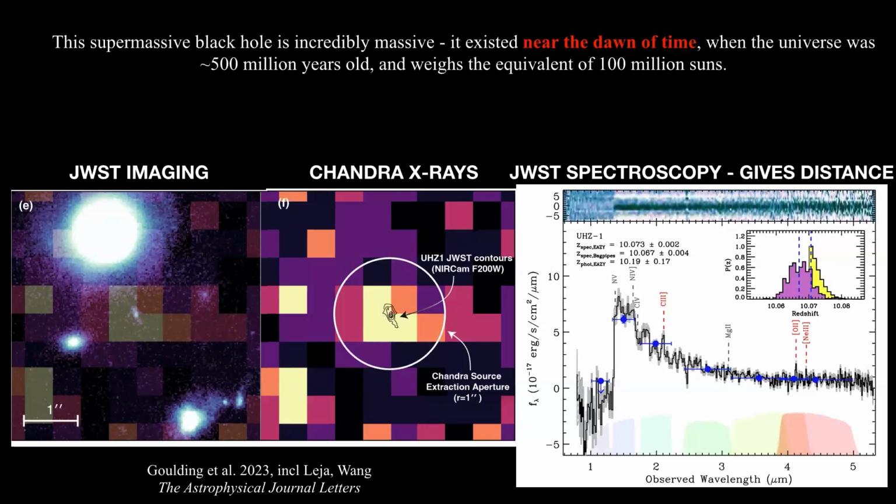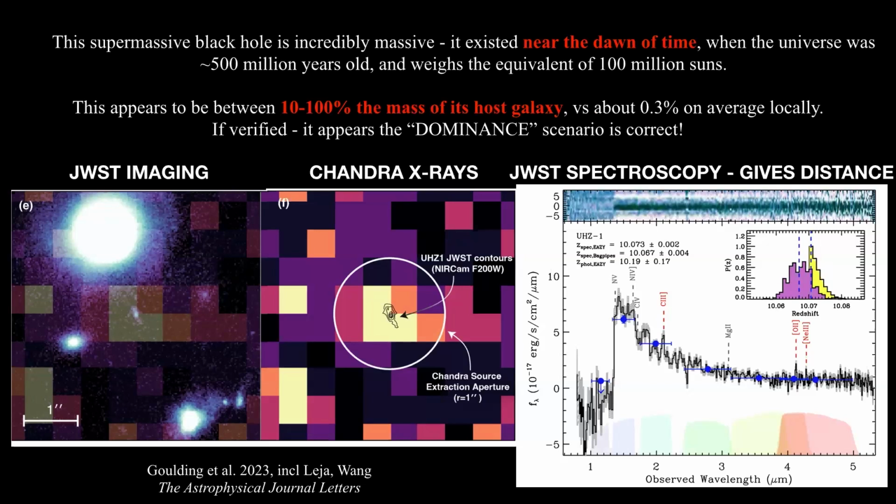Hey, oopsie, that's not right. This is something like between 10 and 100% the mass of the host galaxy. So it's about as big as the rest of the galaxy itself, versus something like 0.3% on average locally. There are some questions about this one, but this seems to very strongly indicate that the direct collapse theory is correct. And this is an outstanding piece of evidence.